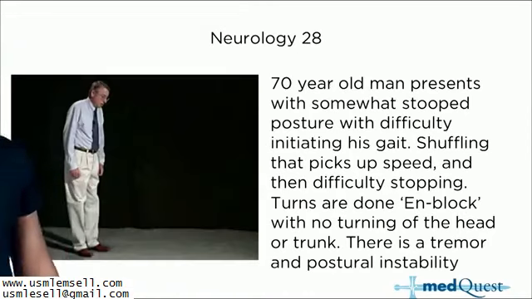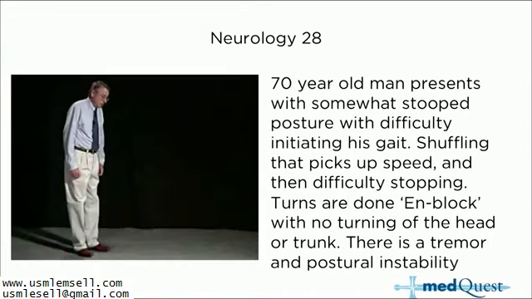Our next one. So it's a 70-year-old man with stooped posture, difficulty initiating his gait. He shuffles, he picks up speed, turns, stopping. His turns are done en bloc, no turning of the head or trunk. There's a tremor and some postural instability. What does this guy have?